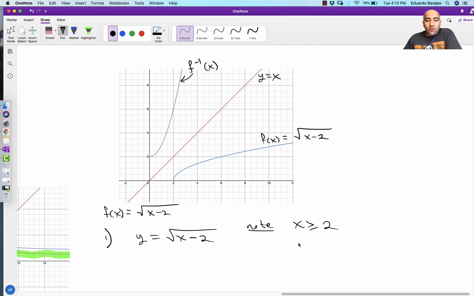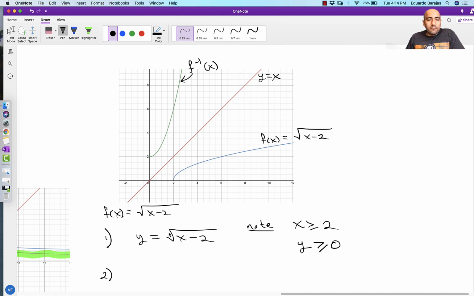And note that no matter what value you choose, once you input the valid numbers for x, the outputs are always going to be positive numbers. It could be anything starting from 0 on up, but you're never going to get a negative. So y is always greater than or equal to 0. So keep that in mind as the domain and range. Okay, so now let's follow our steps.